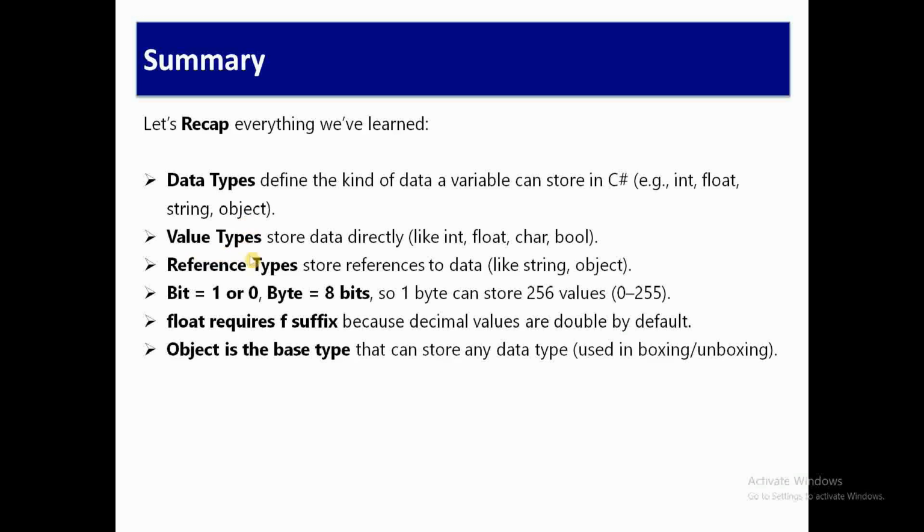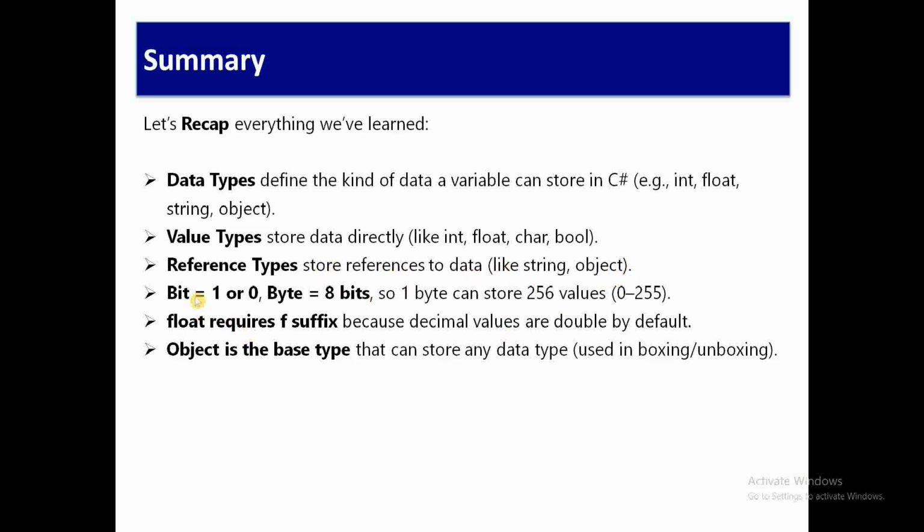Next one we have value types, where we store the value directly in the data type. Like integer, we are directly storing the value, like number is equal to 10. We are storing the actual value in the integer. But in the opposite case, if we talk about reference types, it will not store the actual value, it will store the address of where the actual value is stored. So this is the reference type, storing the reference to that data, like string or object.